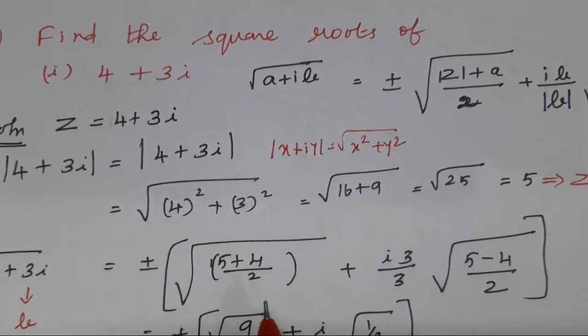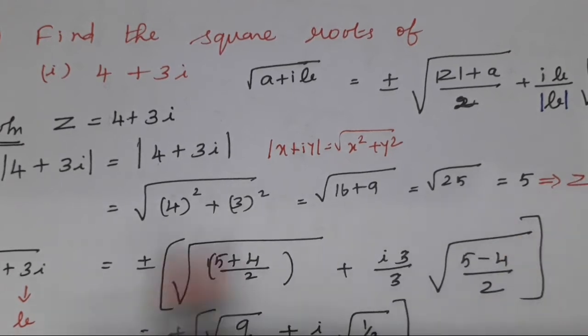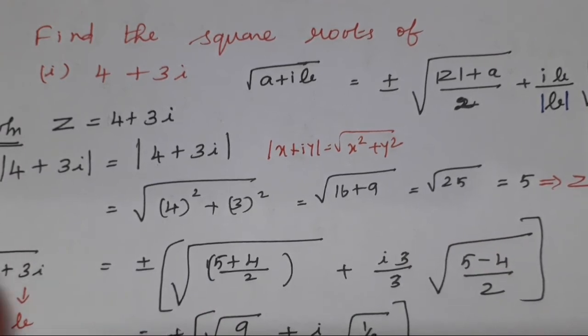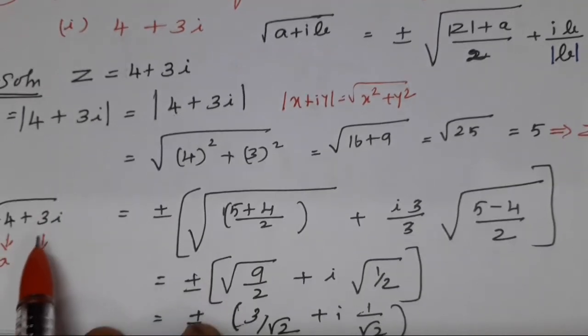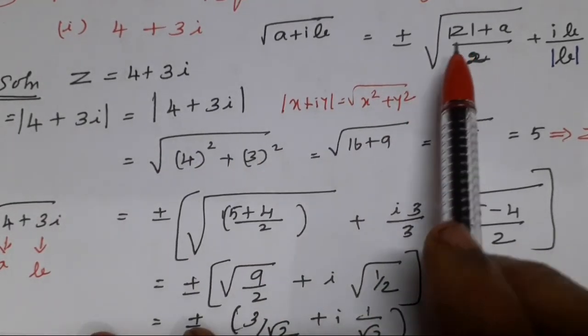Now, this is nothing but the value of modulus of z. Now we are going to find the square root of a plus ib. What is a? A is the real part. B is the imaginary part. Listen, children, first we find the modulus of z value.